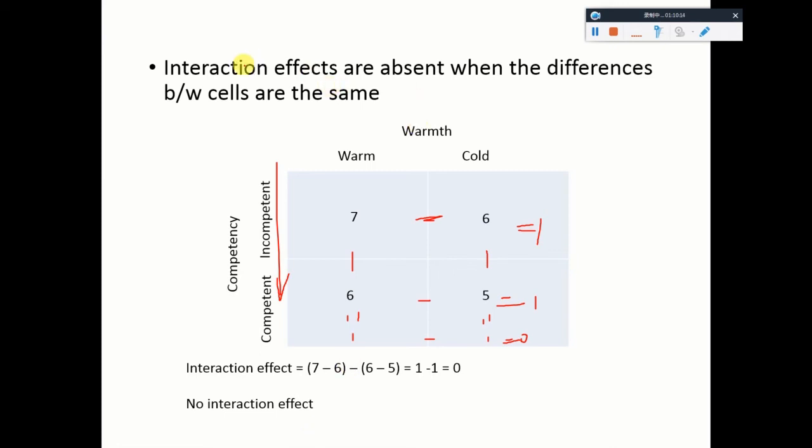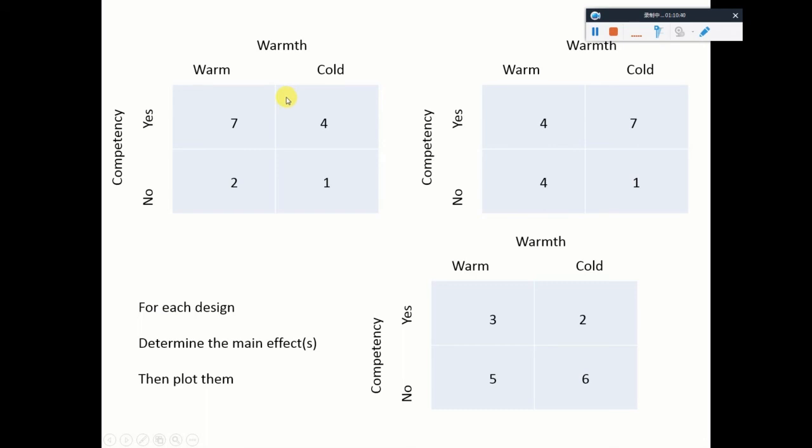So in other words, interaction effects are present if the differences between the cells are different. If the differences between cells are the same, like this, we don't have any interaction effect. Okay, isn't this cool? I hope it is. Alright, so now again, I have several exercises for you. You should work out whether or not you have main effects and interaction effects.